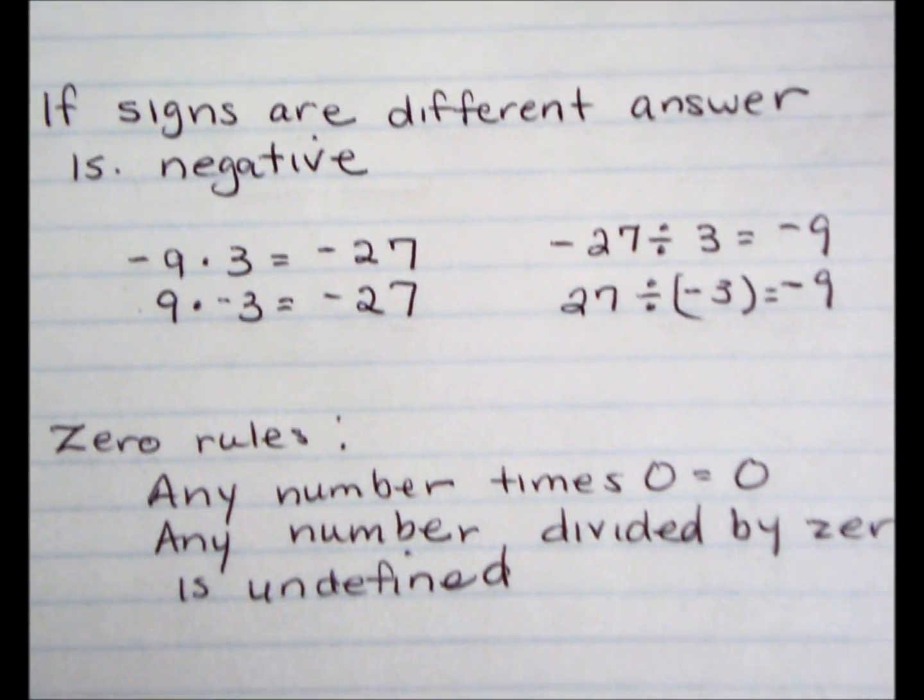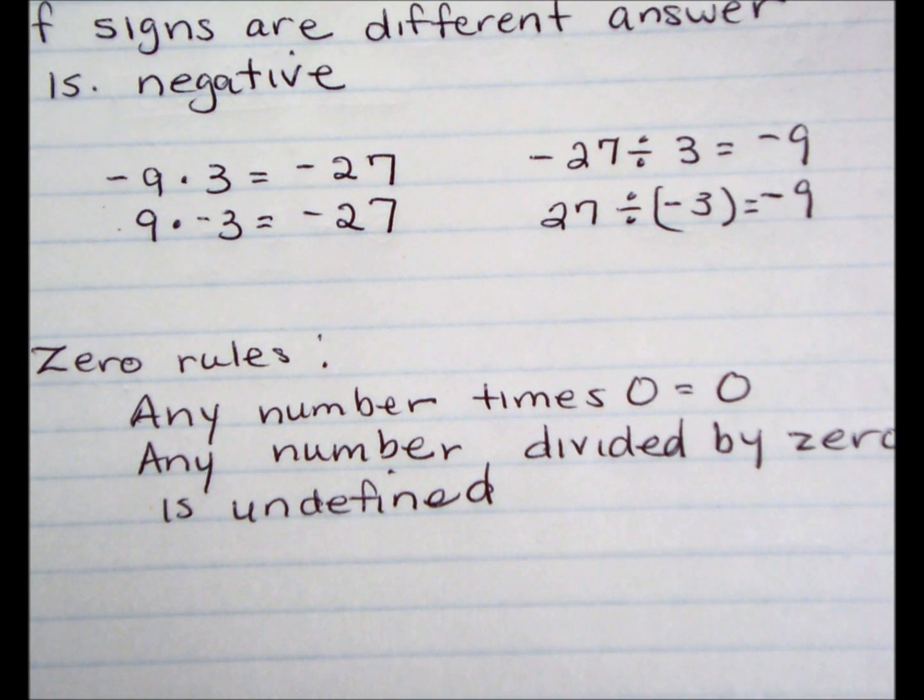Two other things you need to remember. Any number multiplied by 0 is equal to 0. And any number divided by 0 is an undefined number. There's nothing that you can write for that. So this is a fairly simple lesson. Just remember the rules. Go ahead and do your check understanding, which is on page 47, 1 through 11. And then come back and I'll do the correct answers with you.